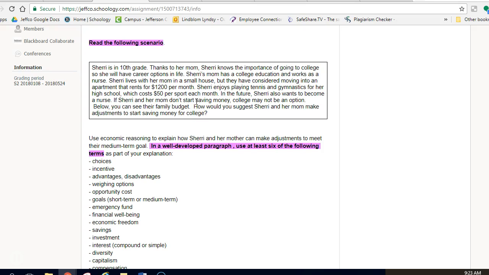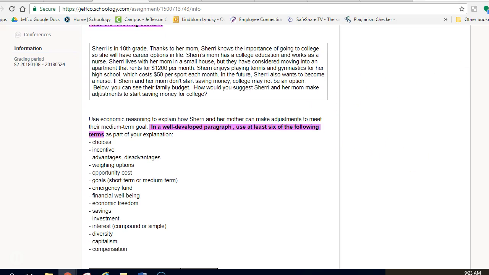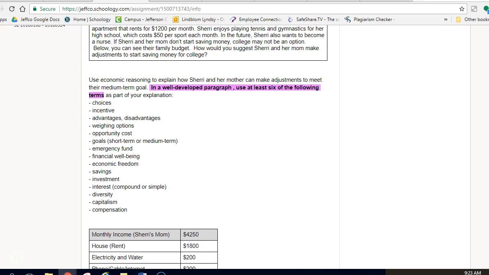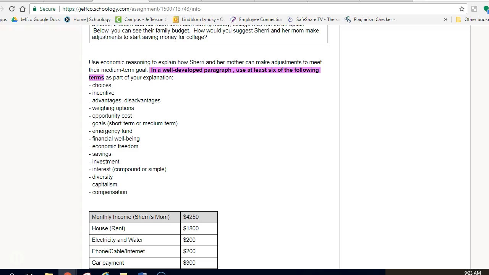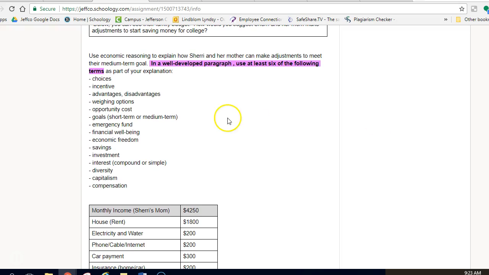Below you can see their family budget. How would you suggest Sherry and her mom make adjustments to start saving for college? You need to use economic reasoning to explain how Sherry and her mother can make adjustments to meet their medium-term goal. In a well-developed paragraph, again, intro and conclusion must be included, use at least 6 of the following terms as your explanation. So that's where the 6 sentences come in.